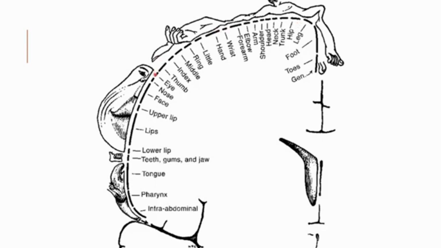The middle 2/5 is used for upper extremities. The lower 2/5 is used for problems with the face and head, including migraines, headaches, trigeminal neuralgia, toothache, and temporomandibular joint or TMJ pain.